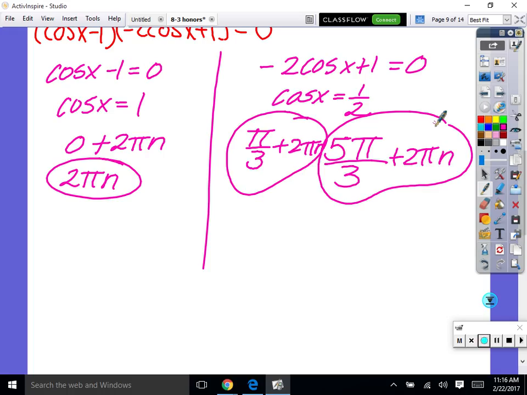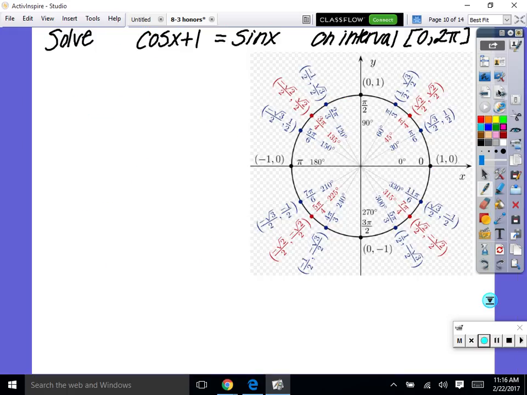It depends on the problem. With this one, it didn't say only find the answers on this interval. This one said find all the solutions. If it was over an interval, it would be 2 pi and 4 pi, like you said. I shouldn't have crossed those out. And then you would have pi thirds plus 2 pi, and 5 pi thirds plus 2 pi, but then you'd simplify it. Does that make sense, everybody? Really good questions.